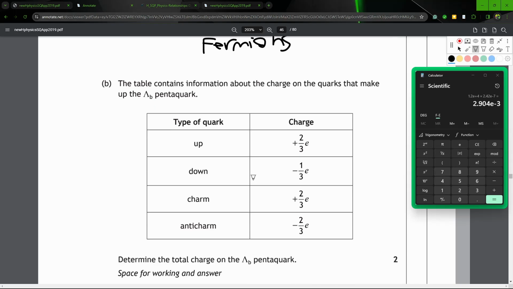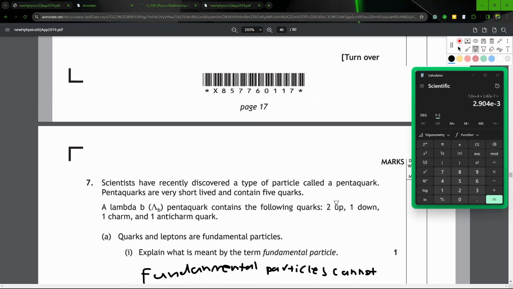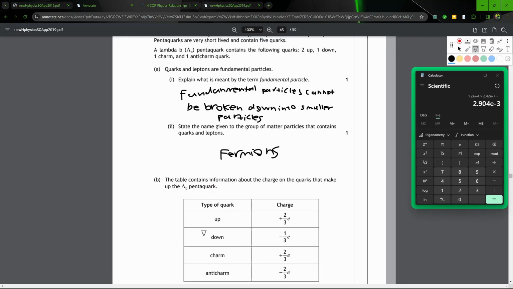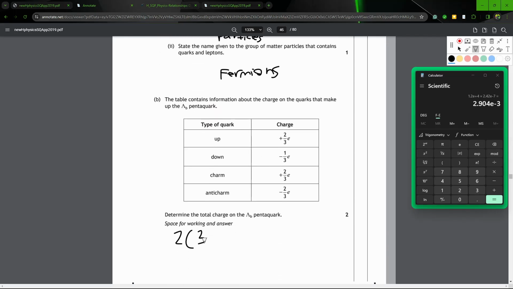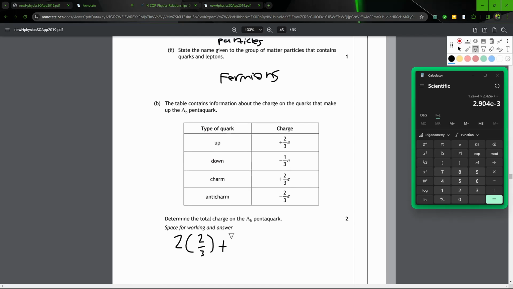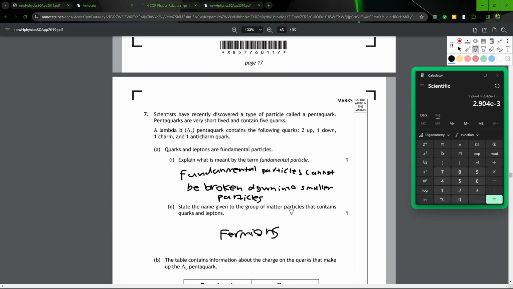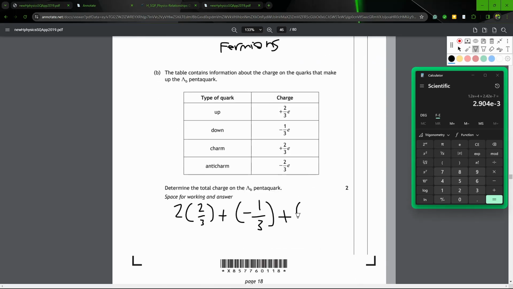But anyway, the table contains information about the charge on the quarks that make up the lambda B pentaquark. Cool. So determine the total charge on the lambda B pentaquark. Well, it tells us the charge right here, guys, and it tells us what it's made out of. So I think we can probably do this. So it's got 2 up quarks, so that means it's 2 over 3. And it's also got 1 down, so we can add minus a third. And it's also made out of a charm and an anti-charm, so those will actually cancel each other out.